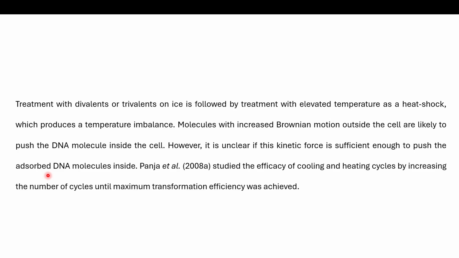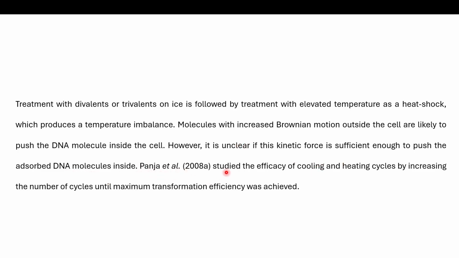And then with increased temperature, what people have speculated is that the increased molecular motion around will push the DNA molecules inside the cells. But then, is it really enough, that pushing force that is created by these molecules onto the DNA molecules? Is this enough to push the adsorbed DNA molecules inside?